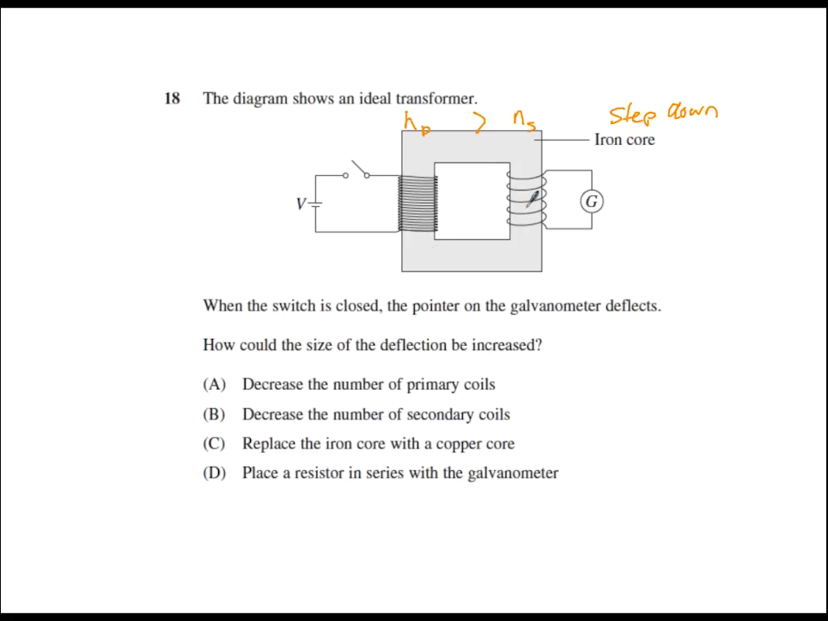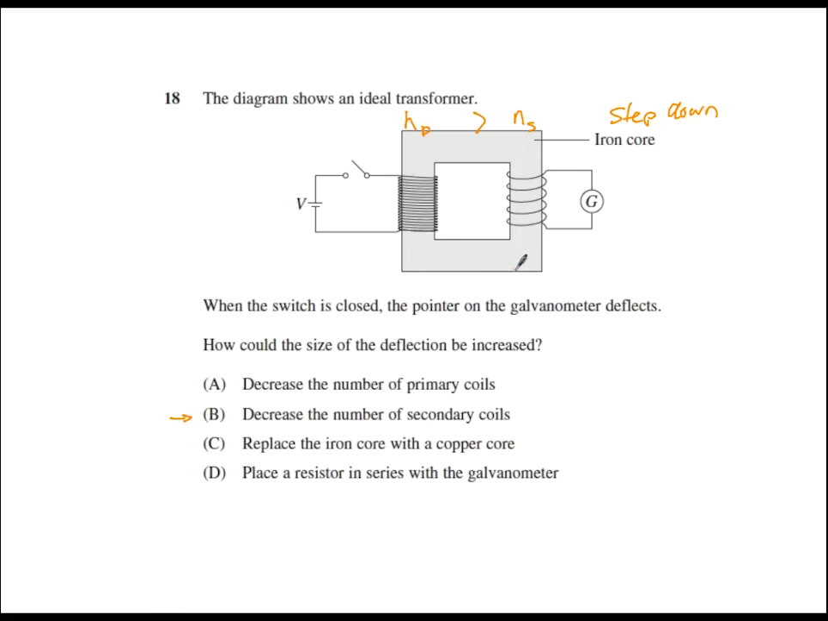Now the current would normally increase, and if the current increases, you would say, well, therefore, because power is constant, increasing the current can only be done by decreasing the number of turns here. So the first reaction is actually that the answer is B.